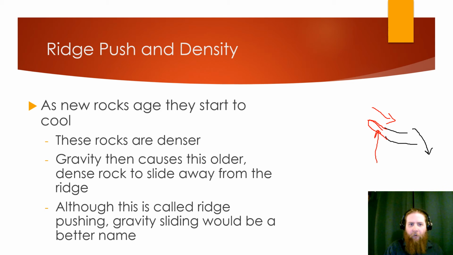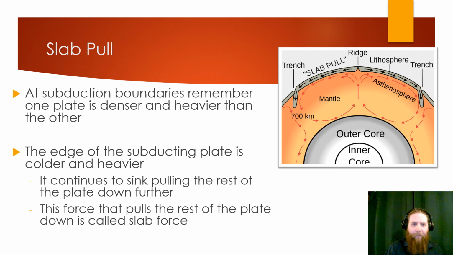Although this is called ridge pushing and the ridge pushing theory, gravity sliding is a much better name, because as these things cool down, gravity affects them more. They slide down this kind of slope here, and then allow more magma to come up behind them and fill in that space. All right, slab pull.